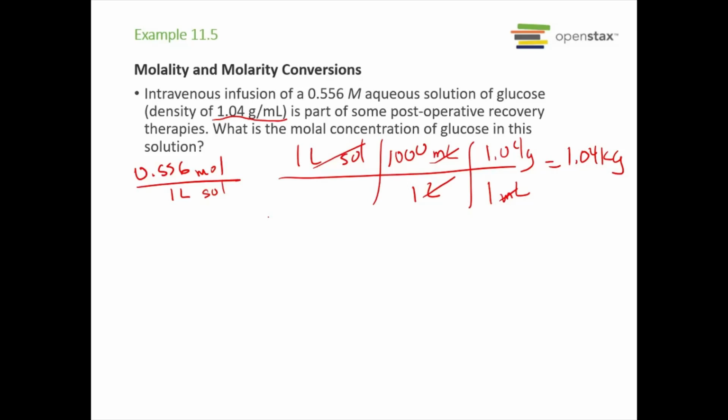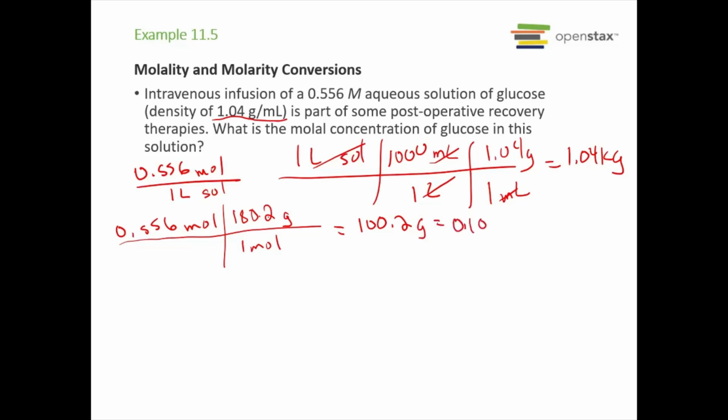So this is the mass of the water and glucose together. That means we need to subtract the mass of glucose that's in solution. The mass of glucose is 0.556 moles of it times its molar mass, 180.2 grams per 1 mole of glucose. So we have 100.2 grams, or 0.1002 kilograms. Oh, I skipped a little step here. Let me add 1 kilogram per 1,000 grams. So now we have our mass of glucose that's in this 1.04 kilograms of solution.